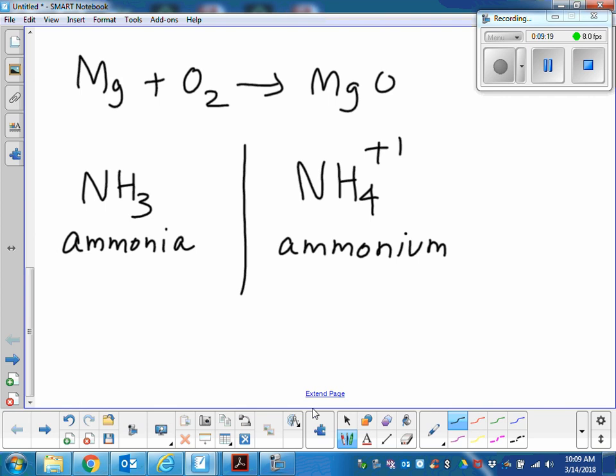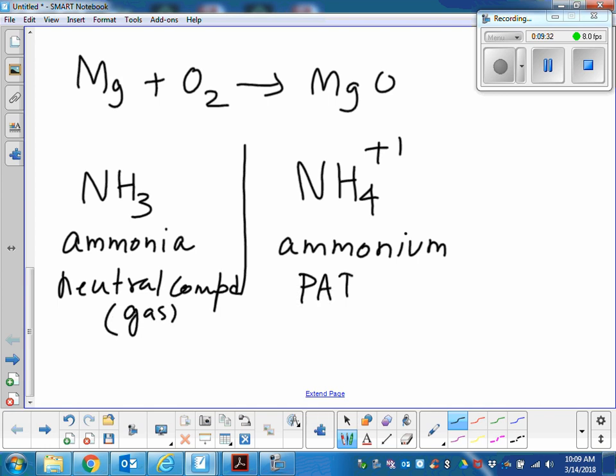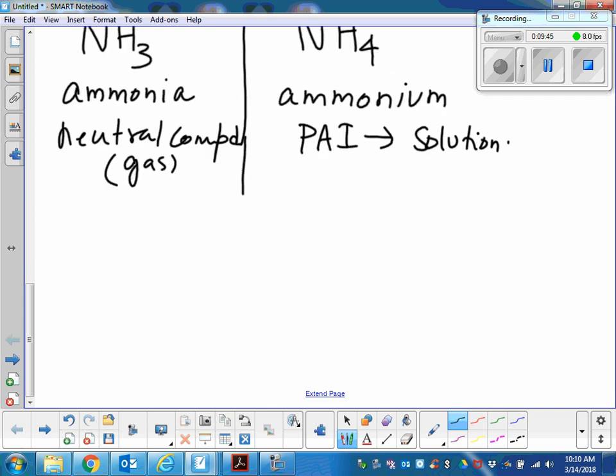Ammonia is a neutral gas. Alright? It's a neutral substance, and it's a neutral compound and it's a gas. Whereas this is a polyatomic ion which can exist in solutions only. Does that make sense? They are very different from each other. Do not get confused. Okay, so I have to draw the Lewis dot structure of ammonia. How am I going to draw that?